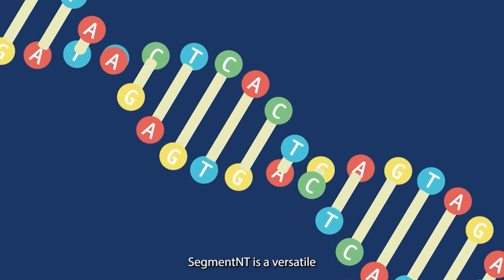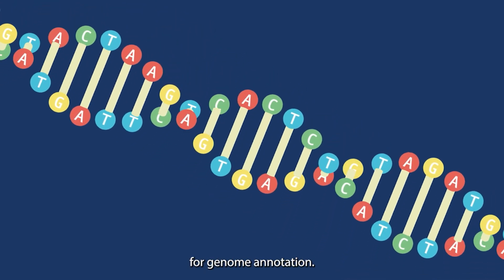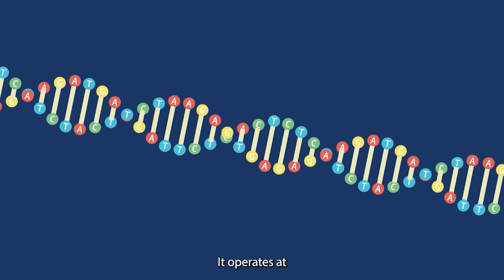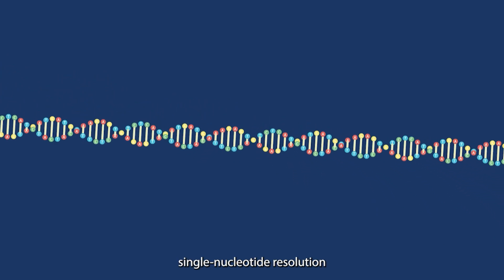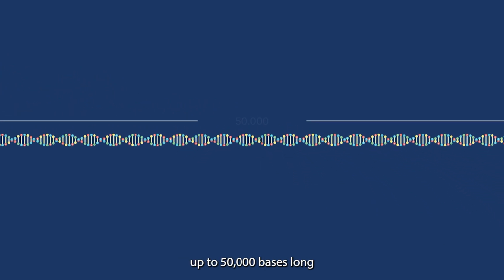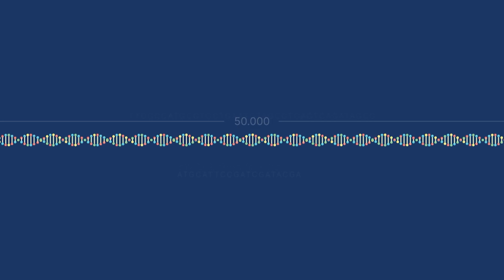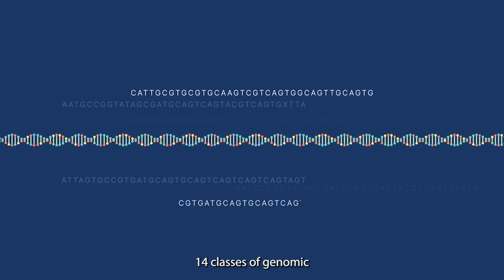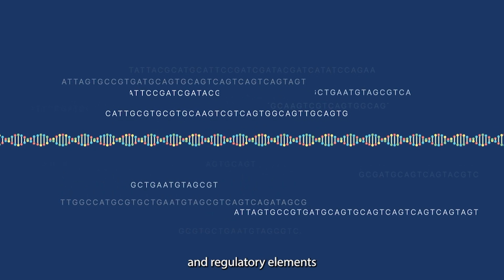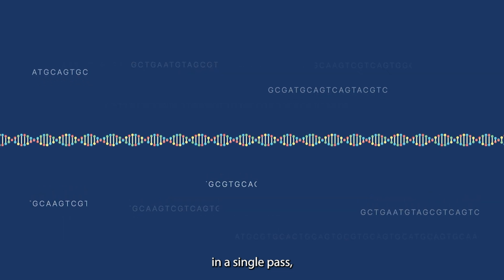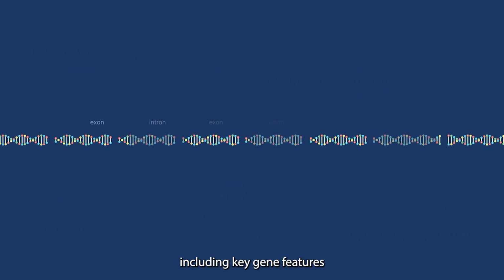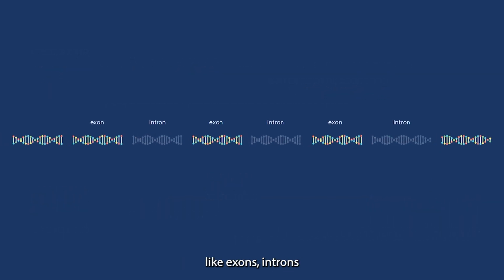SegmentNT is a versatile foundation model for genome annotation. It operates at single-nucleotide resolution, processes sequences up to 50,000 bases long, and locates 14 classes of genomic and regulatory elements in a single pass, including key gene features like exons, introns, and splice sites.